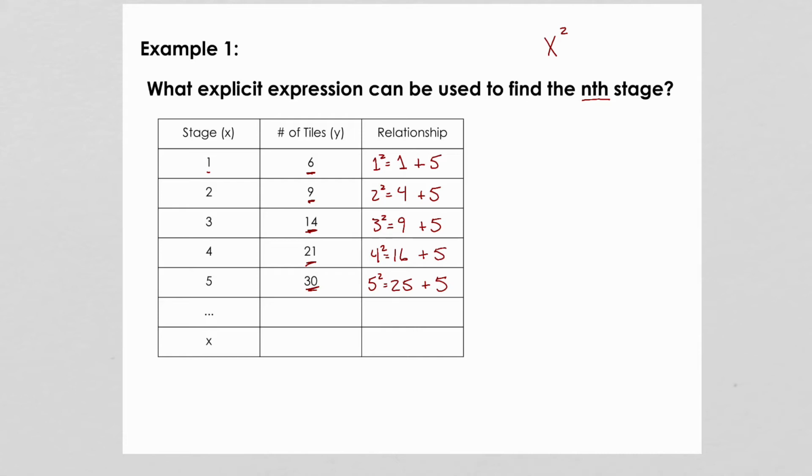So how could we write that just for x in general? We know we're going to have x squared, because we've squared the term each time, and then I've added 5. So I can either say that y equals x squared plus 5, or if we're going to use function notation, I could say that f of x equals x squared plus 5. Now, it asks up here for the nth stage, so we could change that to an n. We could say f of n equals n squared plus 5. It doesn't really matter, guys. Whatever the variable is, we just need to be consistent in using it.